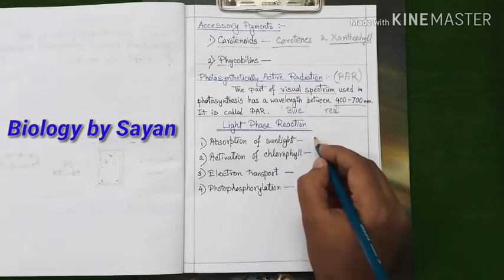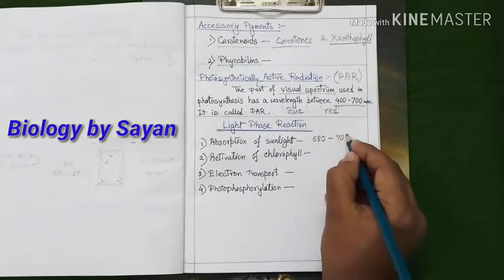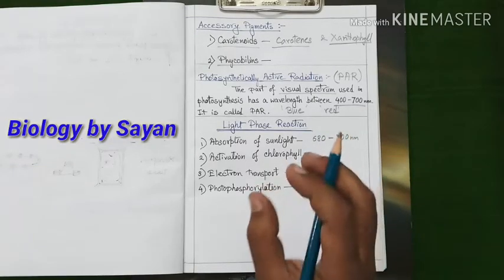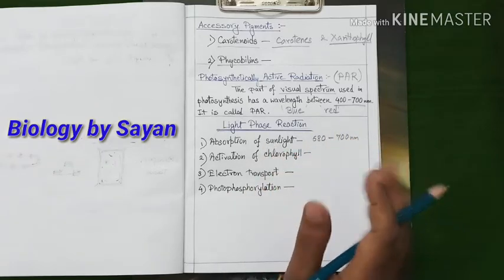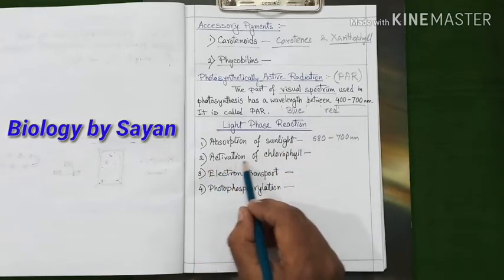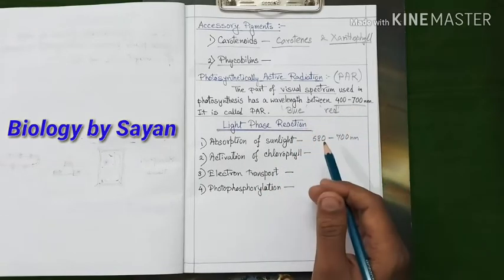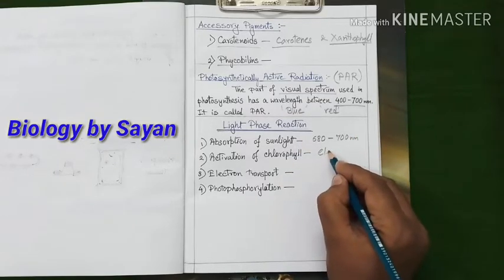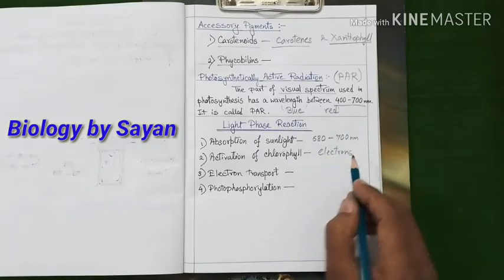Green plants can absorb sunlight within the range of 680 to 700 nanometer the best. So sunlight gets absorbed by the plant parts, especially the leaves. The second part is activation of chlorophylls. After receiving high energy photon particles from sunlight, chlorophylls get excited and release electrons. They release high energy electrons.